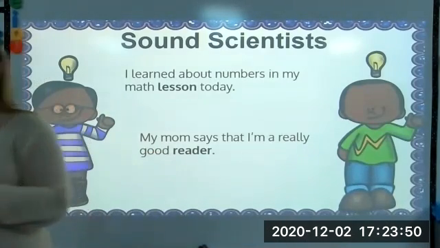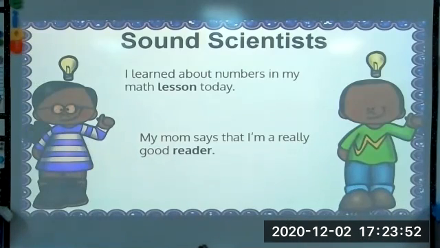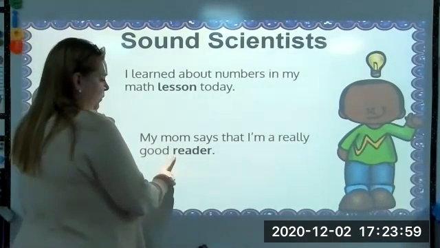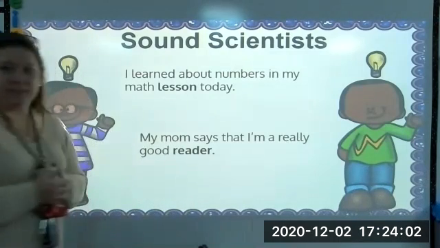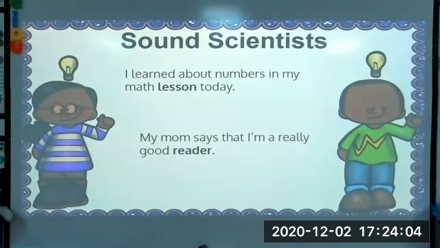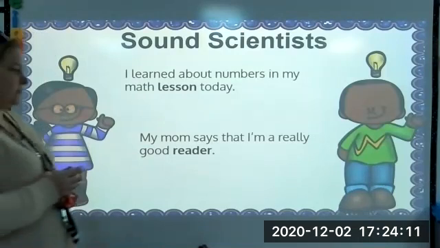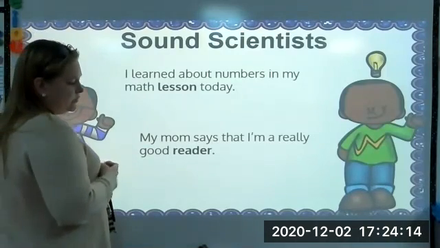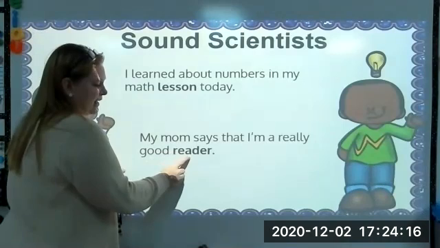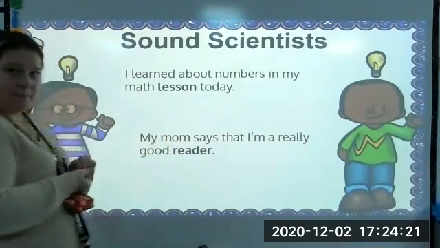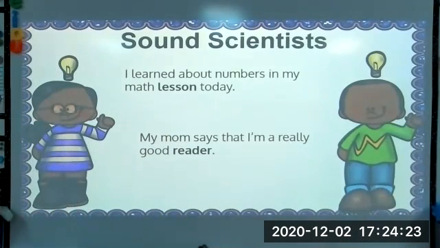Read. We have 3 sounds. We have r, e, d. Very good. All right, so if we change the e to i, what would the new word be? It would be rider. Good.